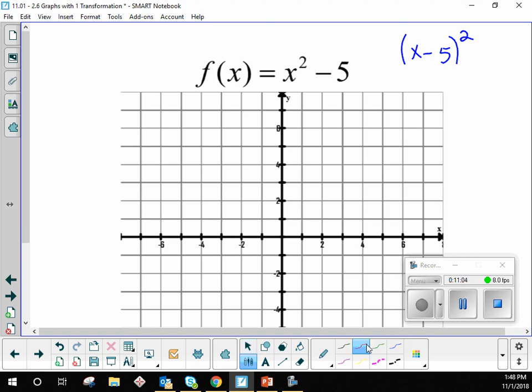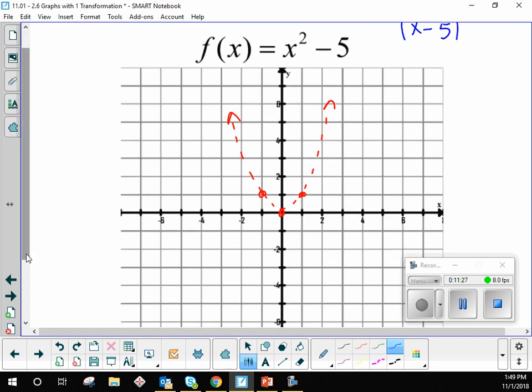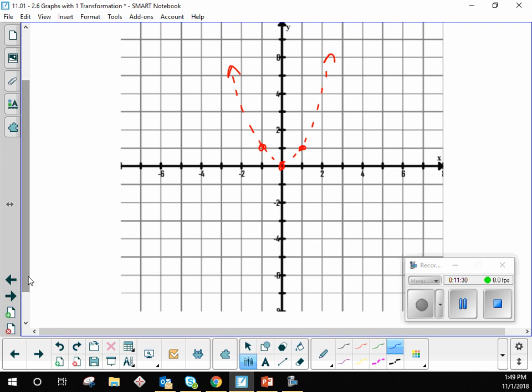So here's the parent function, x squared. So my parent points are 0, 0, 1, 1, negative 1, 1. And I'm taking each of those and I'm shifting it down 5. So I like to sometimes think of it as I'm just shifting my vertex down, and then I fill in the other points. I know it's supposed to go over 1, up 1, left 1, up 1. There's my transformed graph.